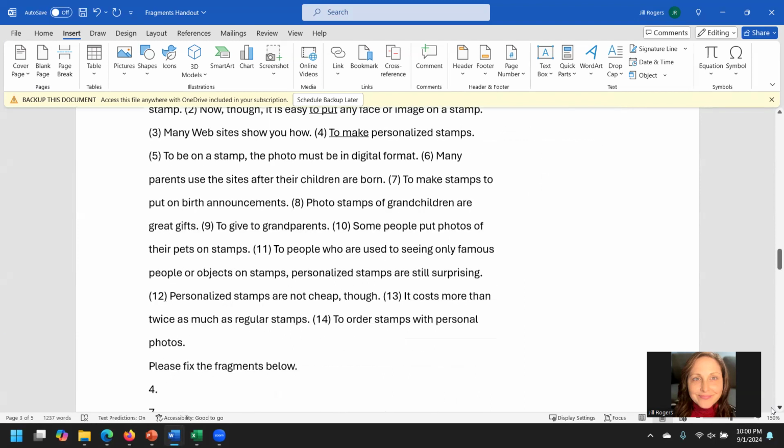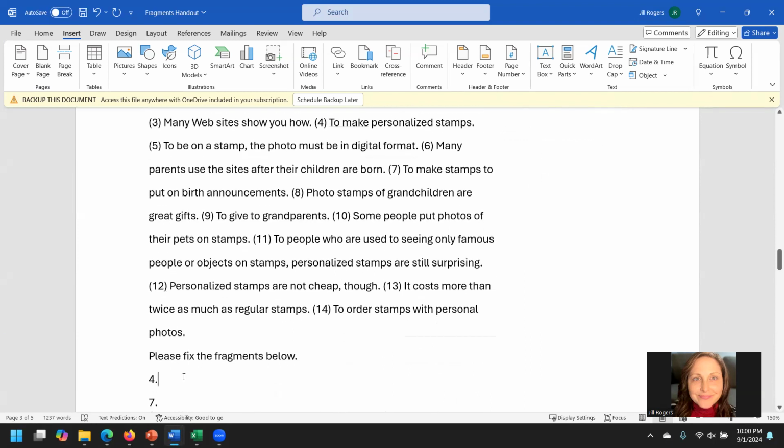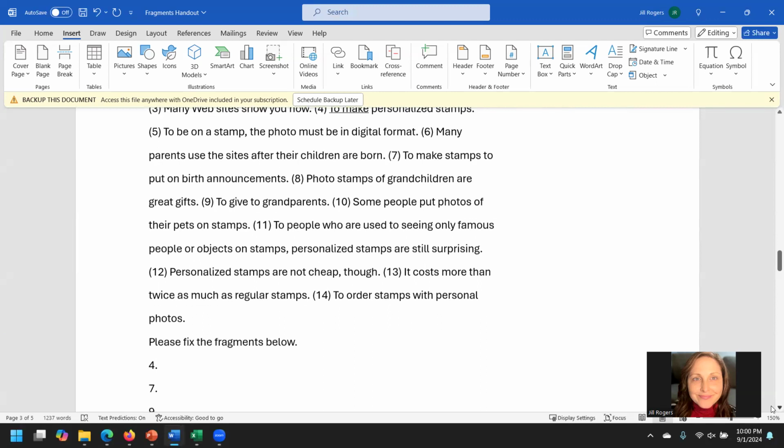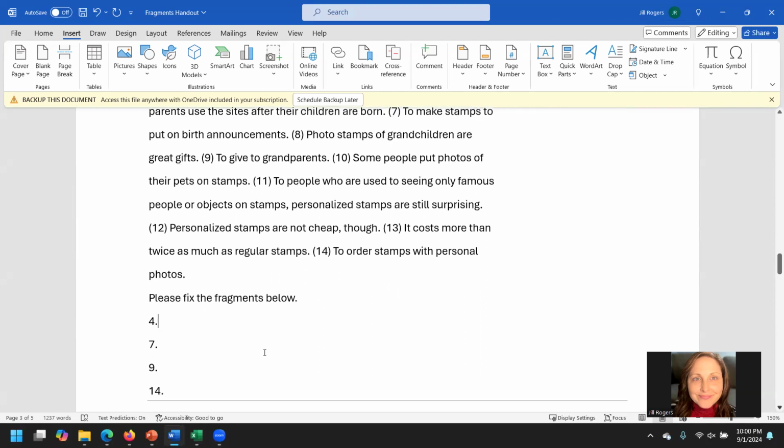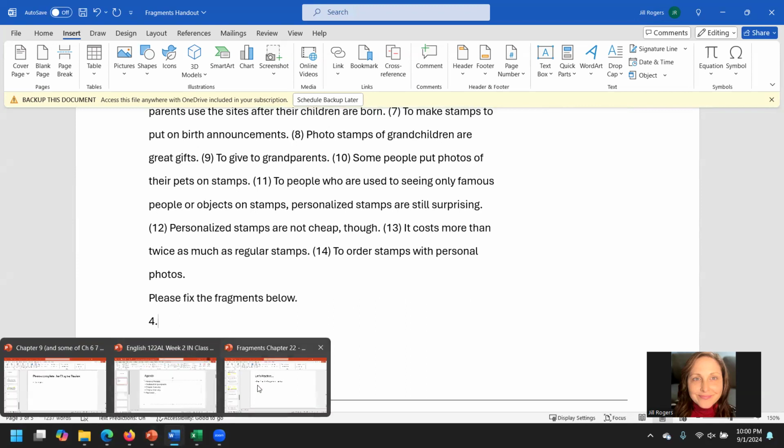So you rewrite it here. And just continue to find those infinitives, underline them, and ask yourself, is this a complete thought? There are 3 more mistakes. Okay, all right. Going back to the chapter.